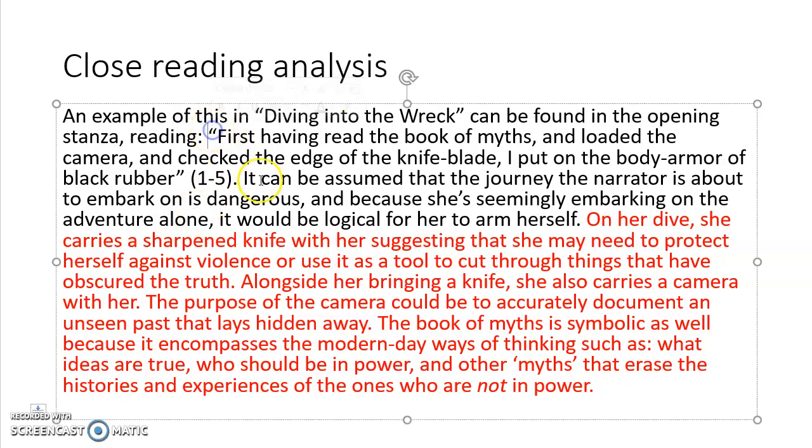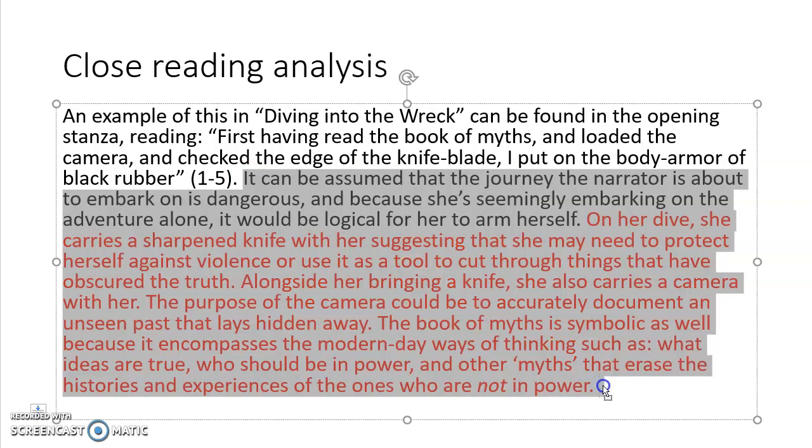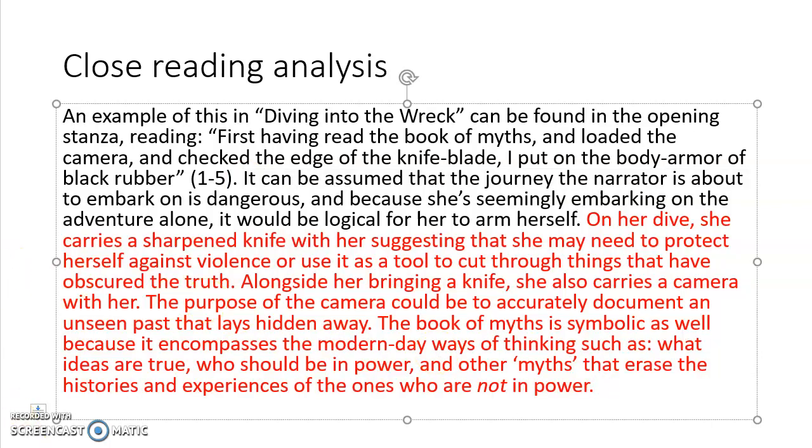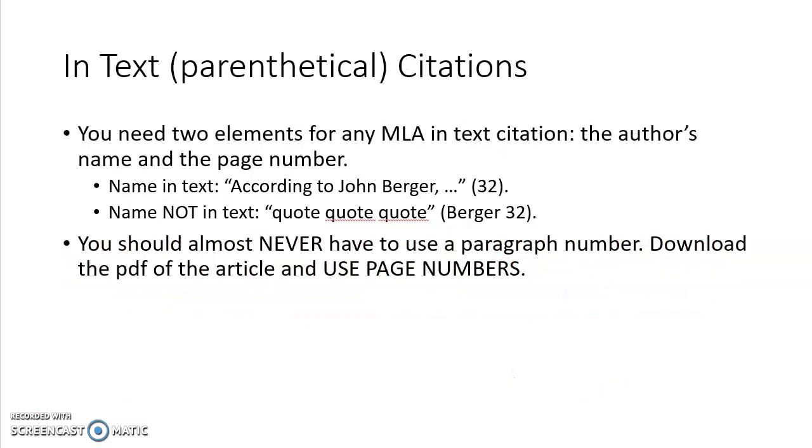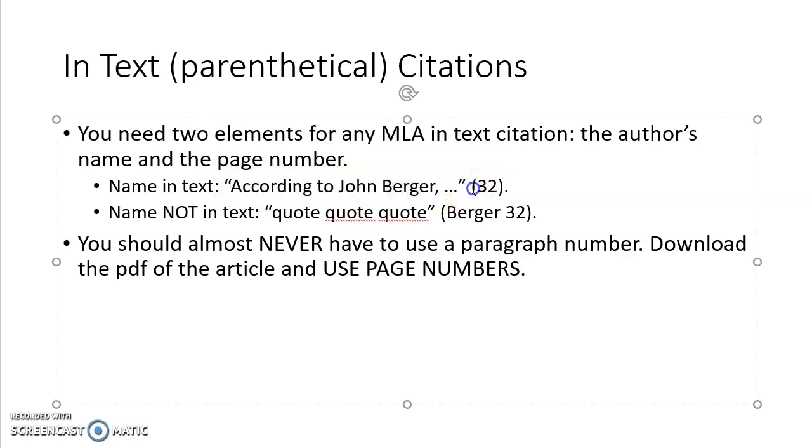You have this quote, and then look how much time the student takes unpacking that quote and analyzing why it's so important. So a few last things about writing paragraphs and things I noticed throughout your essays. Parenthetical citations: you need two elements for any MLA citation, the author's name and the page number. Now, if you name the author in the text, like "according to John Berger," then you would just put 32 outside of the quote. But notice here that you've got the "according to John Berger," and at the end of the quote, you have the parenthetical citation with the punctuation after it.